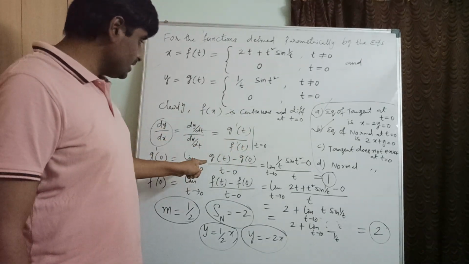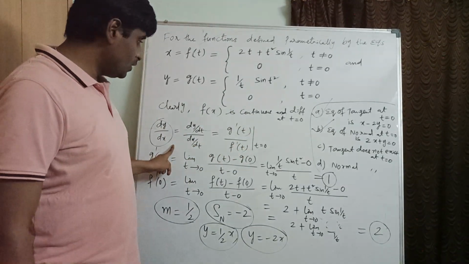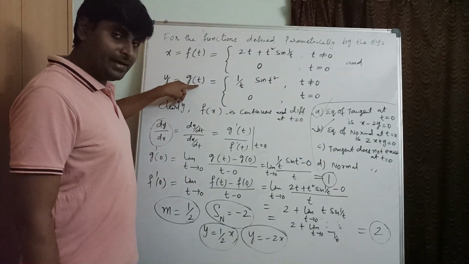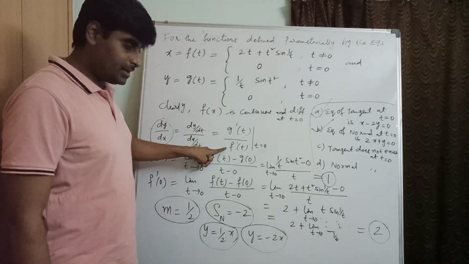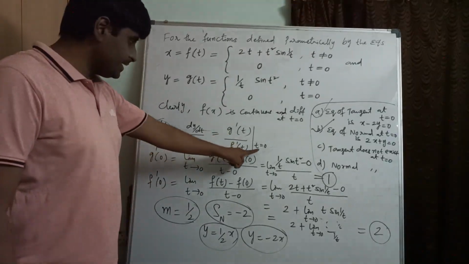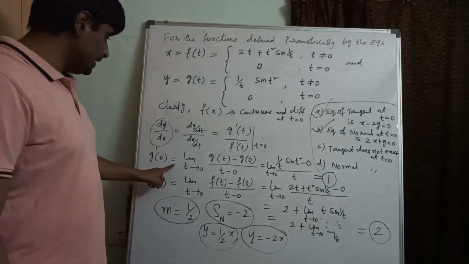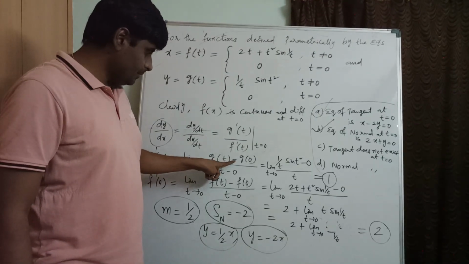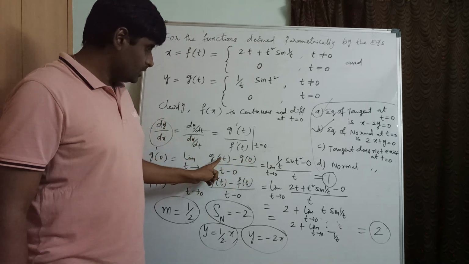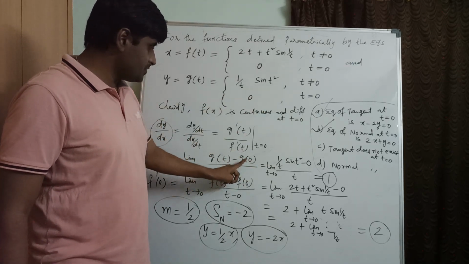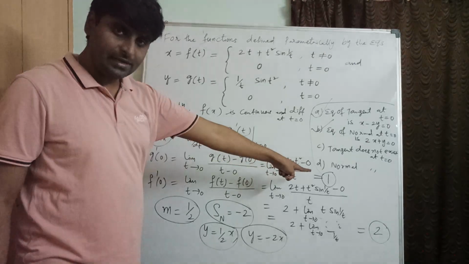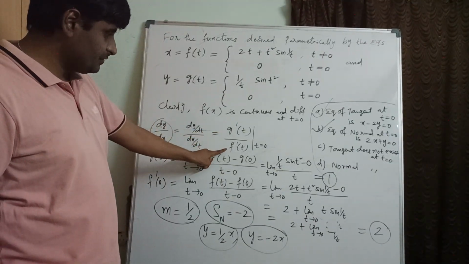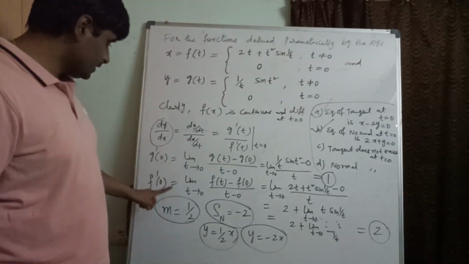To make it differentiable, first let us find dy by dx by using the formula. In parametric form, it is g dash of t by f dash of t, right? Here t equals 0 obviously. So g dash of 0, let me find out here: g of 0 plus t minus g of 0 by t minus 0. G of t is this and g of 0 is 0, correct? From that we'll get 1, from this we'll get 2. So 1 by 2, that is g dash of t by f dash of t. 1 by 2 is the slope of tangent.